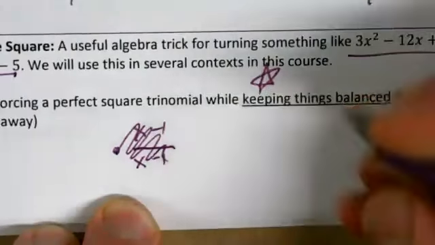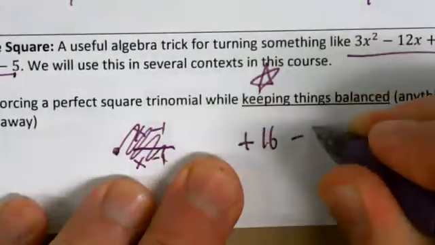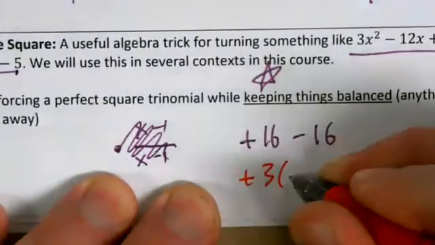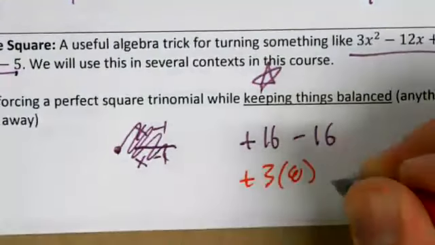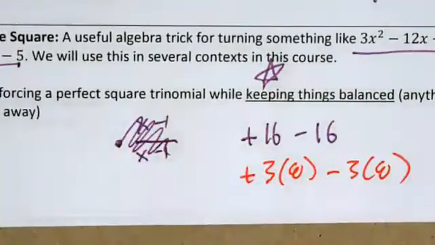Here would be an example of how I could add 0. I might add 16 and then subtract 16. Would you agree that overall I haven't changed anything if I do both of those? Or I might add 3 times 8, and I might subtract 3 times 8. Same thing, doing the same thing. It's a fancy version of 0.